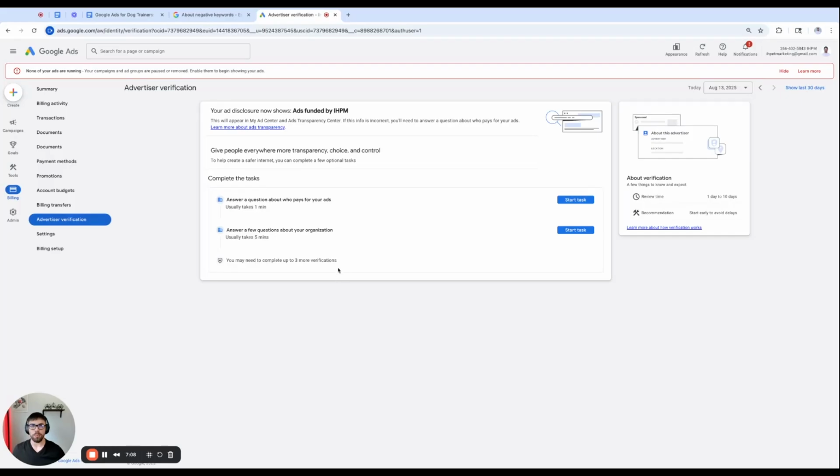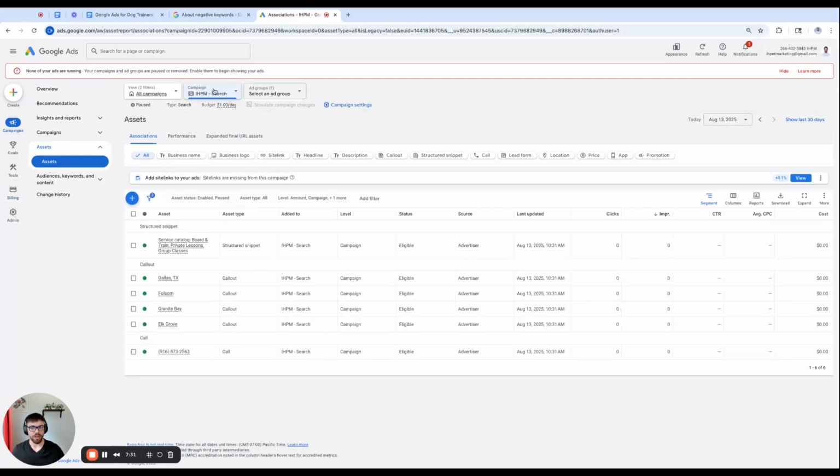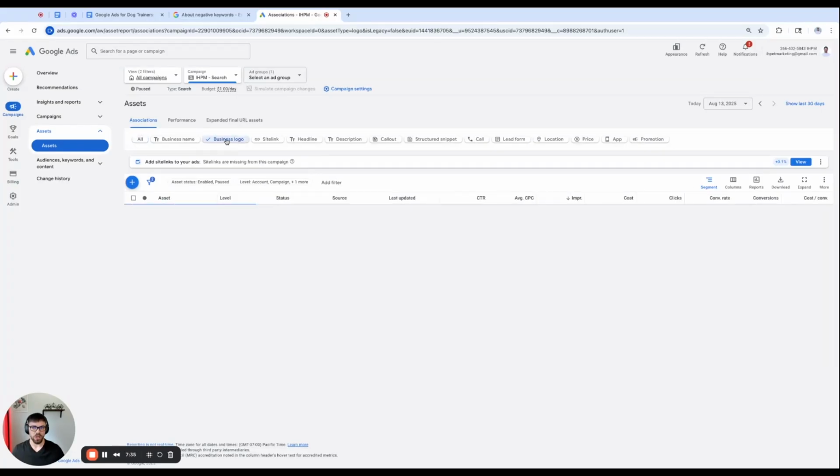So what you need to do upon publishing your ad and doing the verification is you're going to need to come back to your campaign. And upon being verified, you will then be able to add assets to your ad like images, business name, and business logo. And you can see that here by hovering over campaigns, going over to assets, make sure you're looking at your campaign here, okay? And then you can see all your different asset types here. So business logo, right now we don't have anything. Business name, right now we don't have anything.